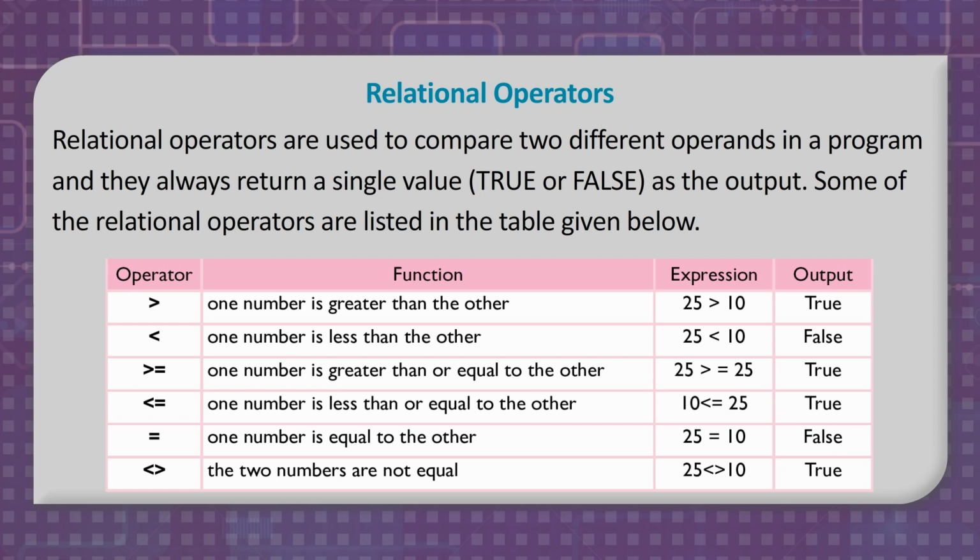Relational operators. Relational operators are used to compare two different operands in a program and they always return a single value, true or false, as the output. Some of the relational operators are listed in the table given below.